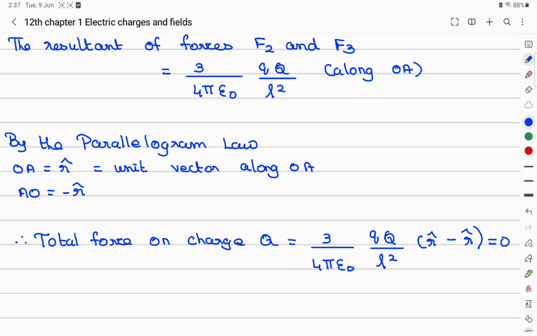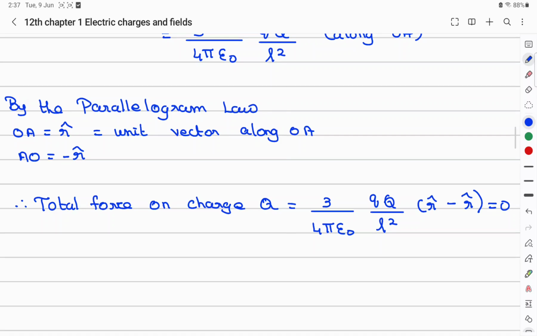So whenever equal charges are placed at the vertices of an equilateral triangle and another charge is placed at the centroid, the resultant electric force at the centroid is 0 due to the symmetry property.